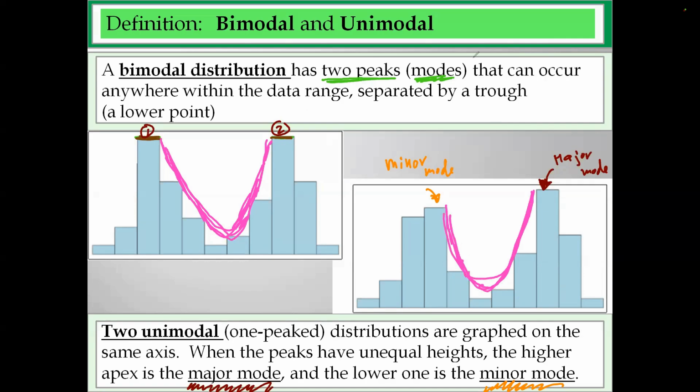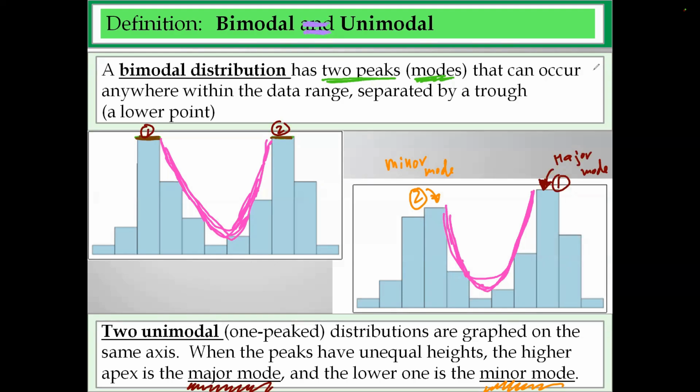One thing to note when we're looking at bimodal and unimodal: sometimes our unimodal is considered a bimodal in certain books. If that's the case, the major mode and the minor mode will be considered the two peak modes. So in some books, we will consider bimodal and unimodal the same.